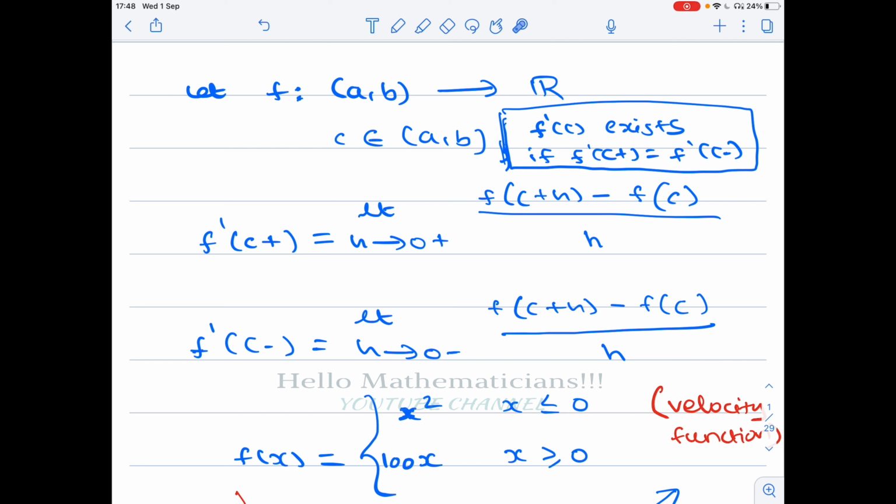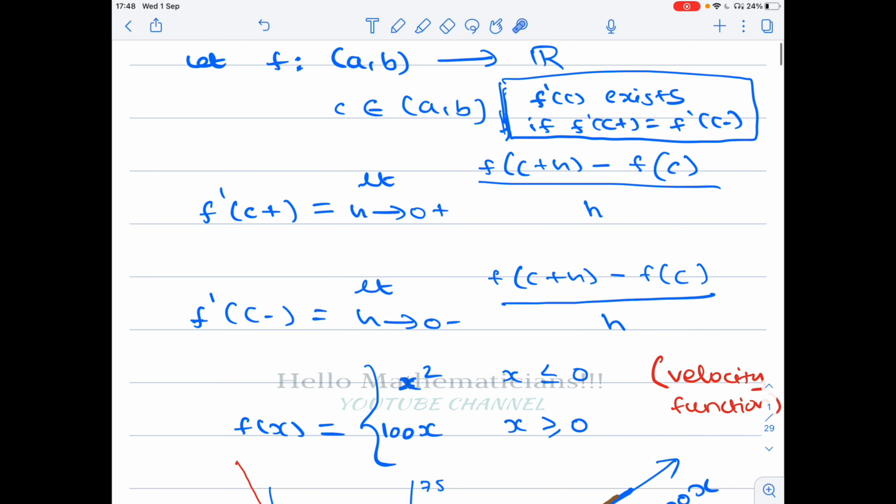We take a function f from the open interval (a, b) to real numbers, and you take a point c belonging to (a, b). First you have to define the right derivative and the left derivative. The right derivative is equal to the limit h tends to 0 plus. That means that this point h is approaching 0 from the right side. If you consider the real line, this h is coming from the right side. f of c plus h minus f of c, divided by h. This limit, if it exists, is said to be the right derivative.